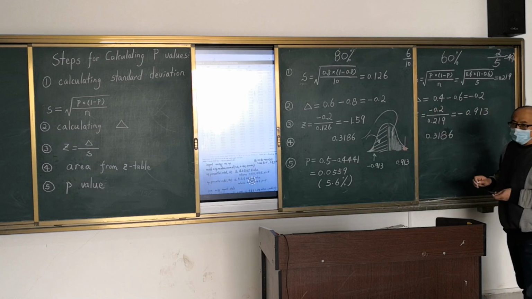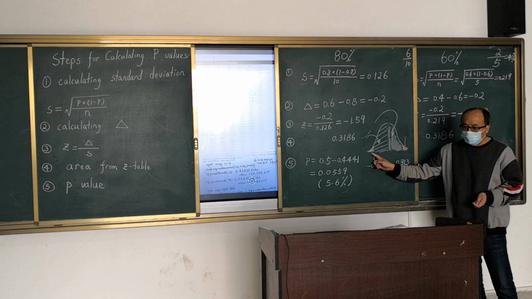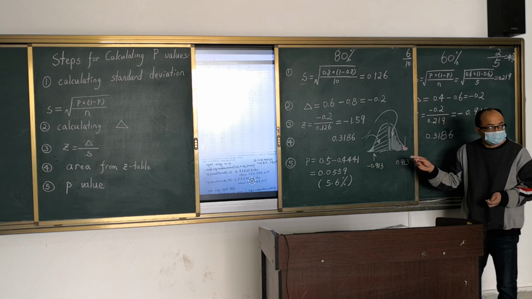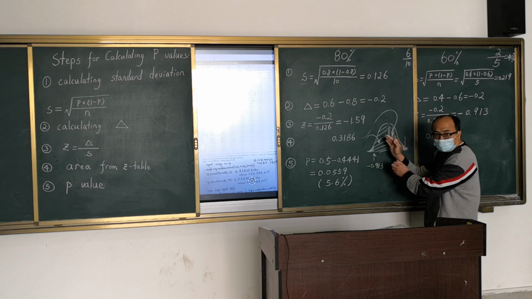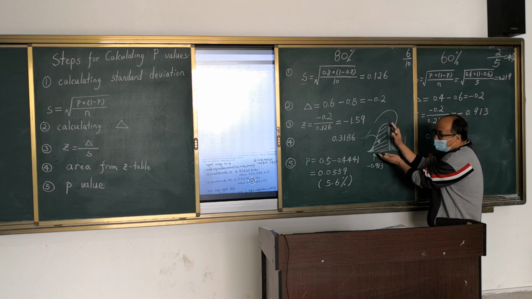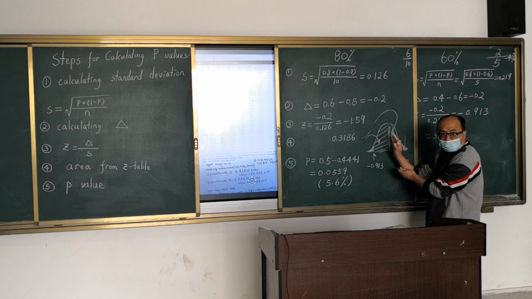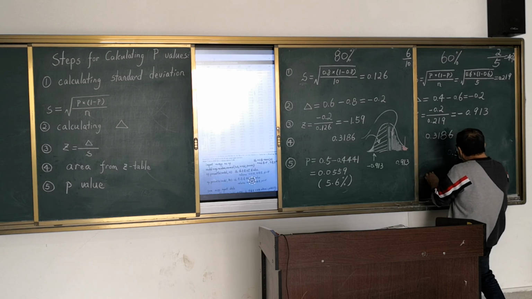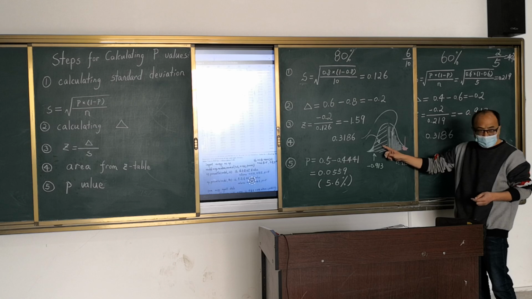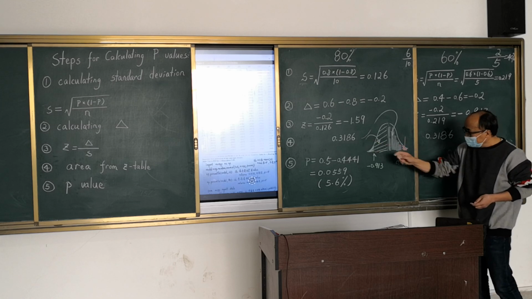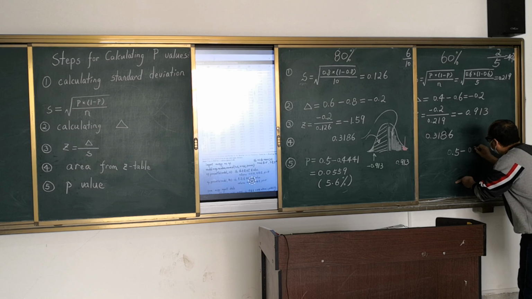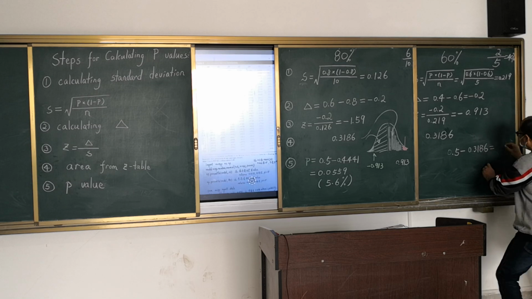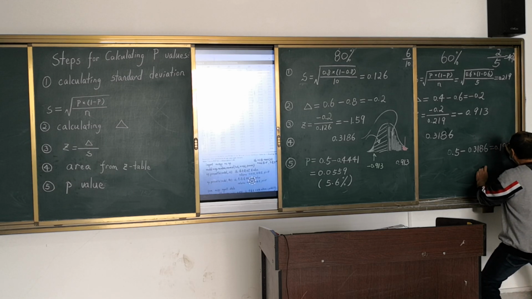What's the area for this green tail? We need to do a little bit of math. 50%, which is 0.5, minus this area, which is also this, 0.3186, and it is 0.1814.